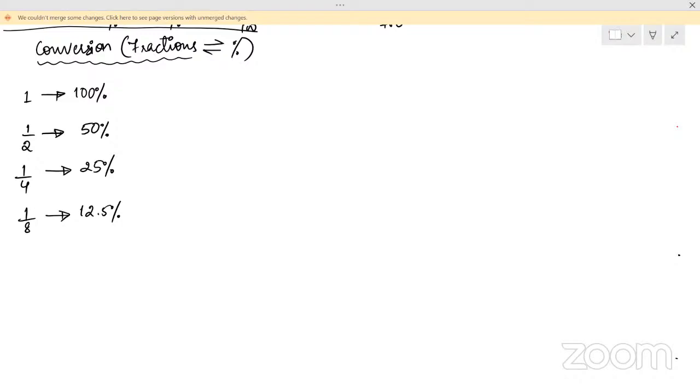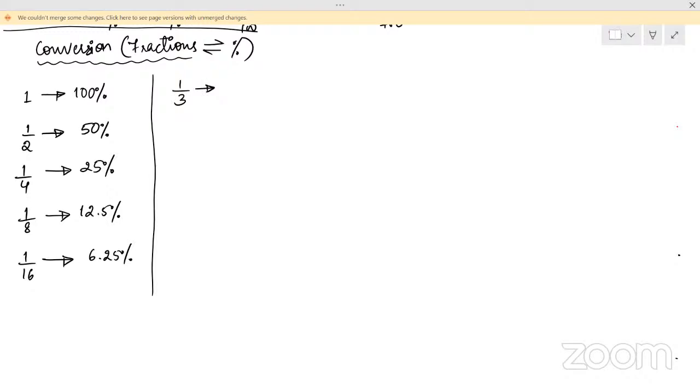No. Let's check this. Again, half of 1/8 is 1/16. How much is that? Half of this, 6.25. Very good. Fine. Now we are done with the 1/2 family.